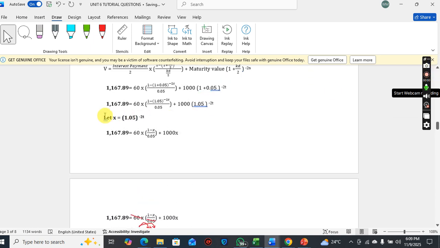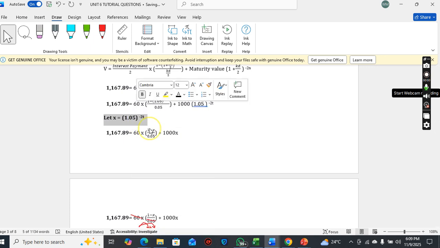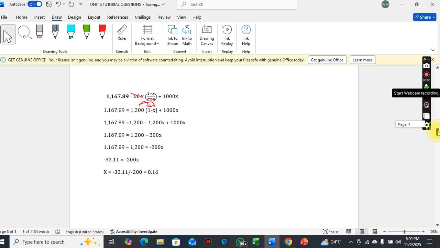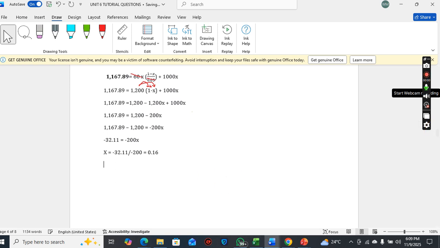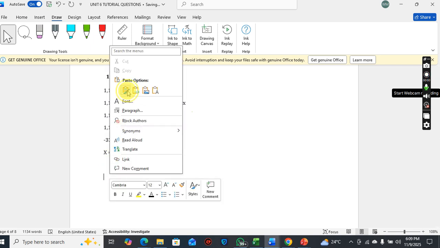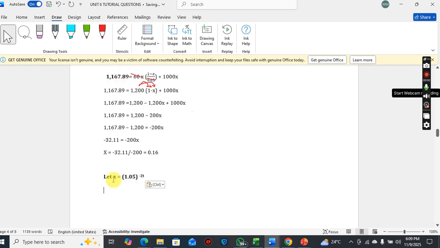Okay, so remember that we said let x equal this. We bring it back because we want to find the value of t. Okay, so you're going to say 0.16 equals 1.05 to the power negative 2t.